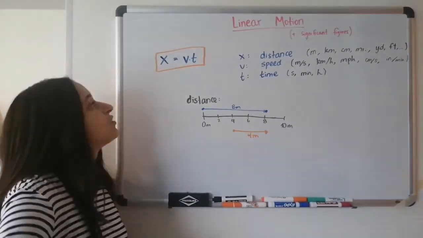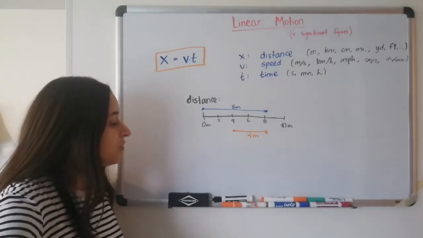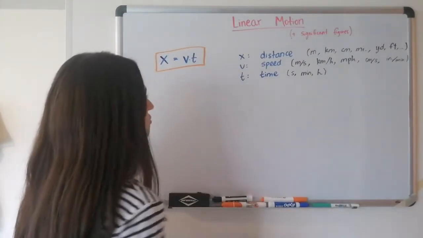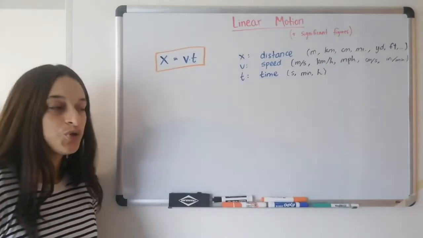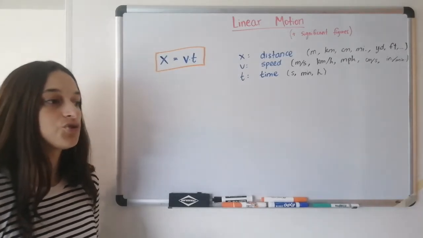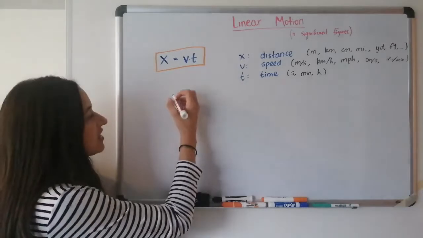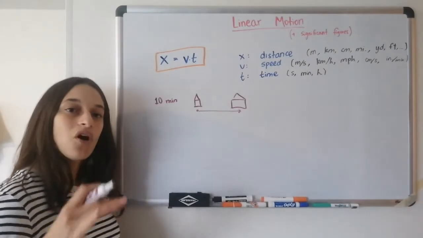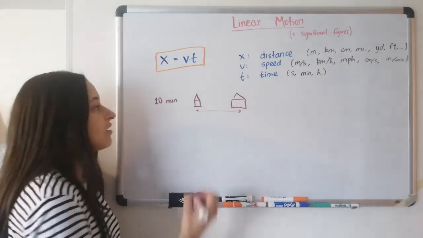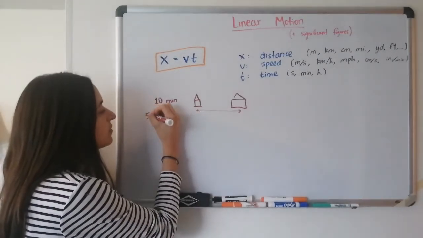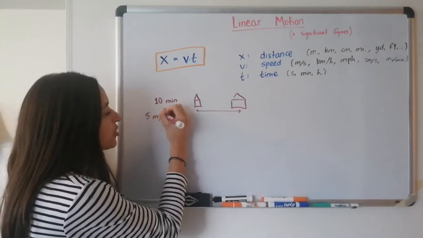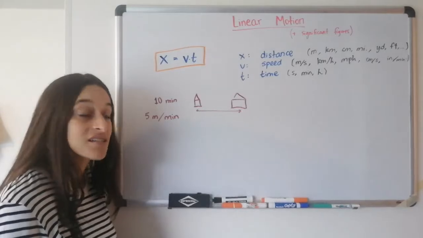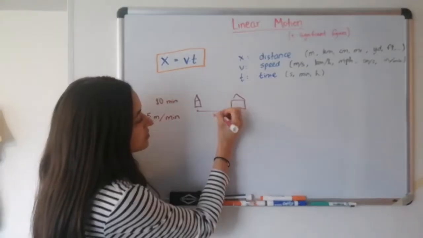So now let's see how we could use this equation. I'm going to give you an example exercise, and I'm going to erase here. Suppose that a girl moves from her house to the store, and it takes her 10 minutes. And she was always maintaining a speed of 5 meters per minute. So she was walking pretty slowly. And my question is, how far away is the store?